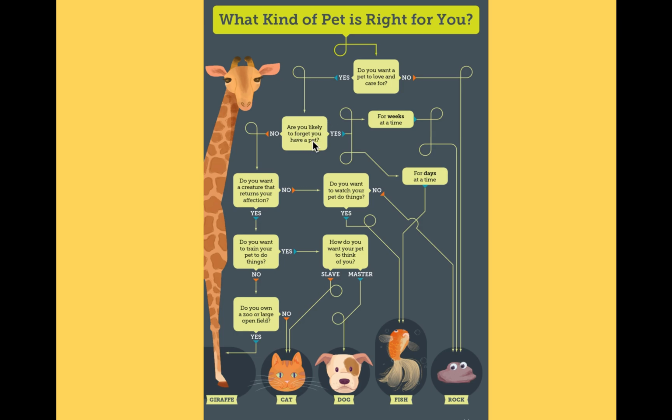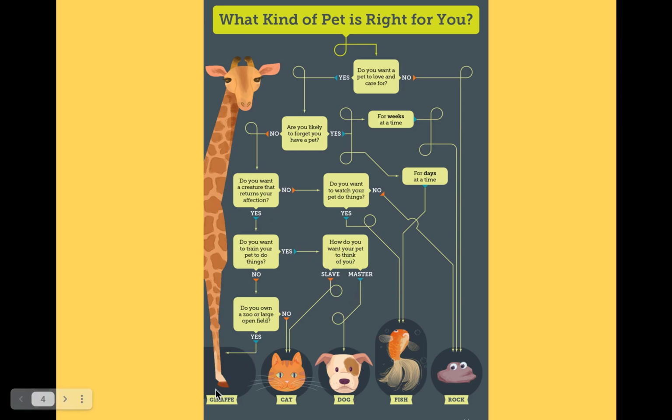Are you likely to forget about your pet? Yes? If you think you'd forget about him for weeks at a time, then you should probably still go with the rock. If you'd forget about him for days at a time, maybe go with a fish. If no, you don't think you'll ever forget about your pet, then it's, do you want a creature that returns your affection? Yes. Do you want to train your pet to do things? Yes. How do you want your pet to think of you? Master, get a dog. Slave, get a cat.